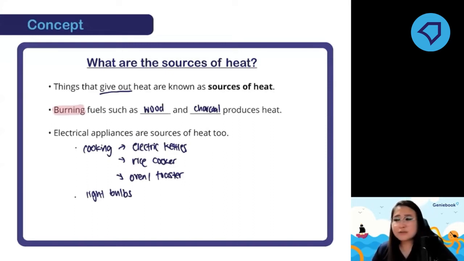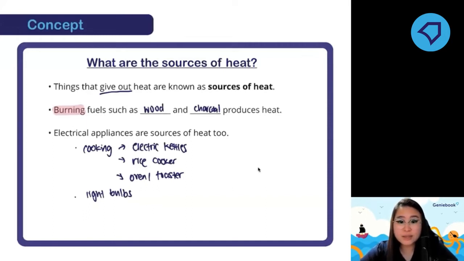The same thing goes for your monitors, your screens, whether it's your iPads, your phones, your tablets, anything. When it's being used for a long period of time, they actually generate heat energy. So recall, all these are considered energy and not considered matter. Any questions so far?